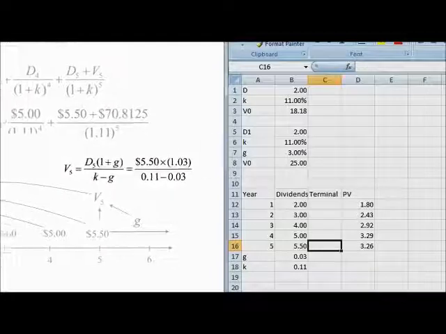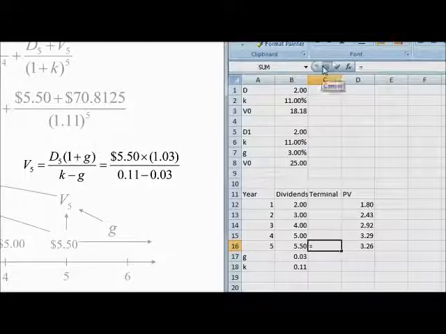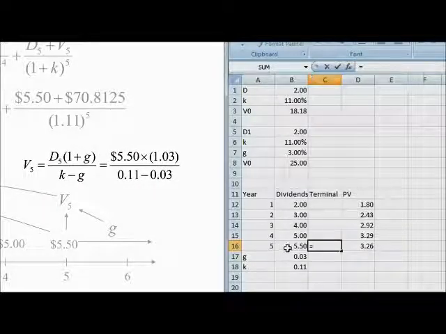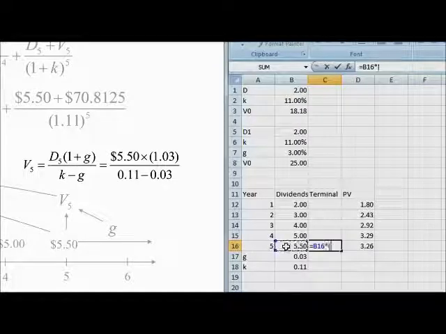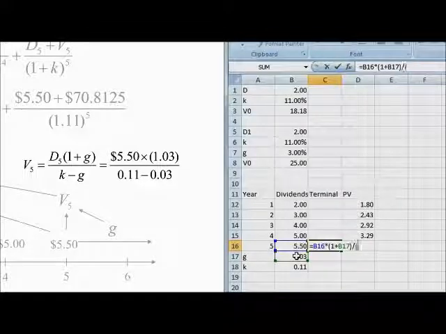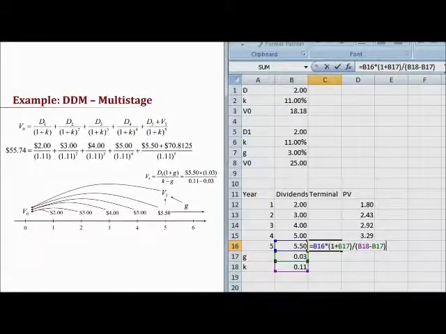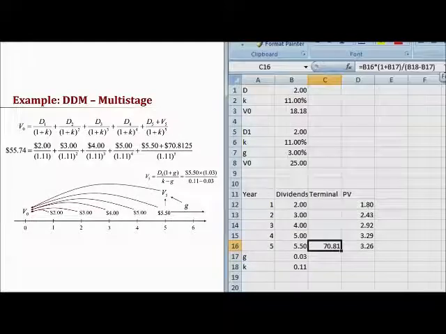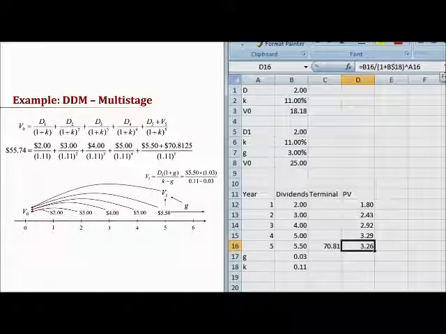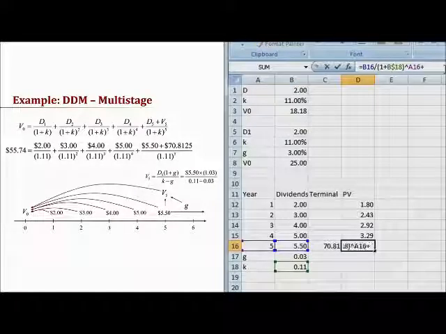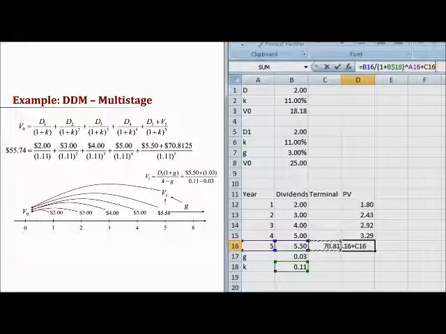this present value formula. The terminal value is just the dividend in year 5 times 1 plus the growth rate, divided by the discount rate minus the growth rate. Notice that I've been careful to put parentheses where they're necessary. And there you see the $70.81 that we had calculated previously. Now I'll go back and I'll update my present value formula to add the present value of the terminal value.